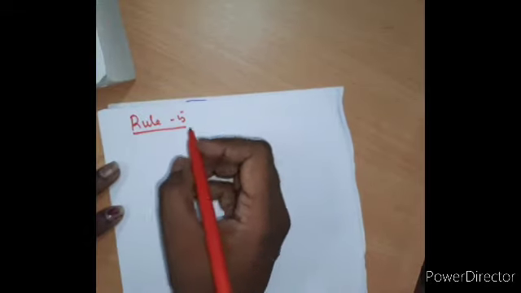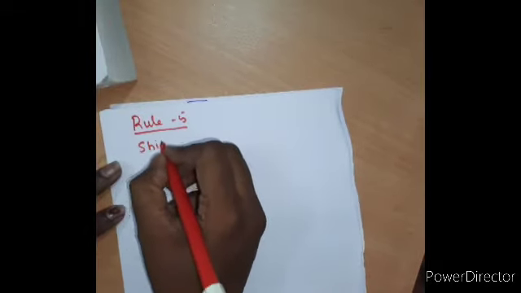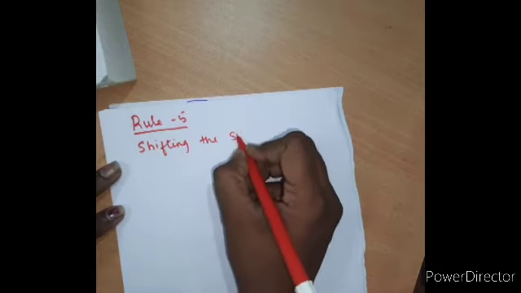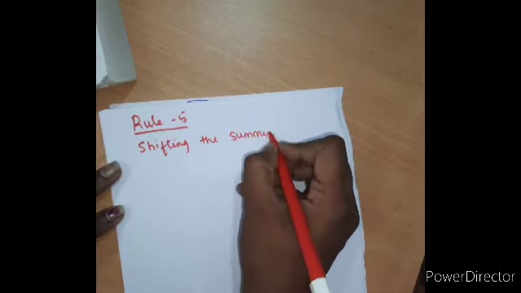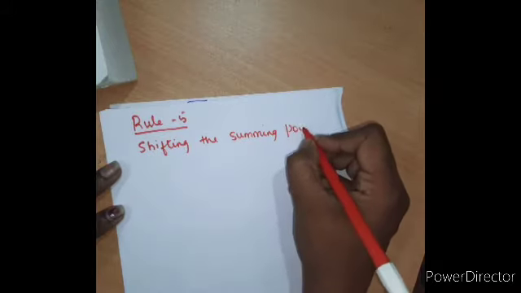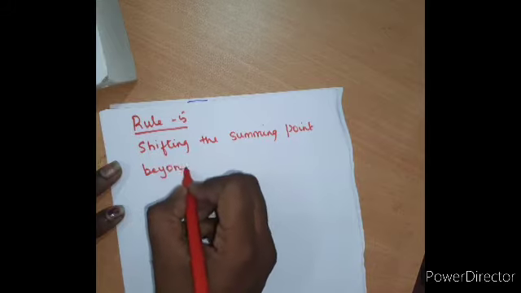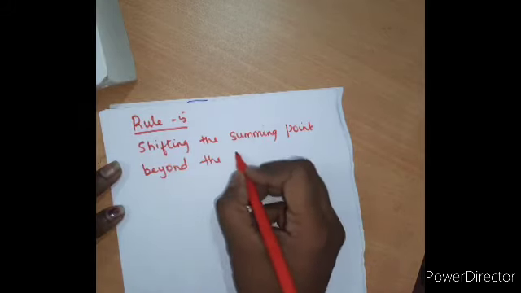Next rule is rule number 5. In rule number 5, what happened? Shifting the summing point. Here you are going to shift the summing point beyond the block.